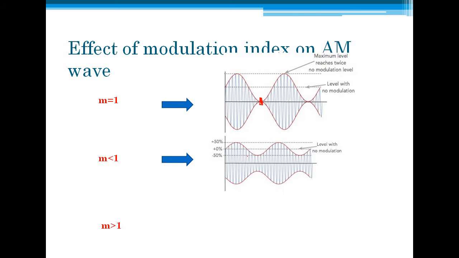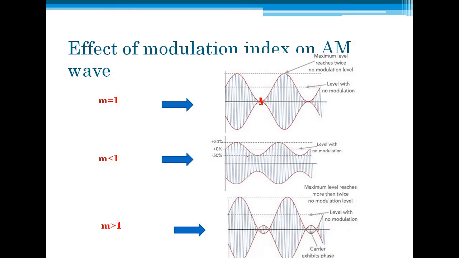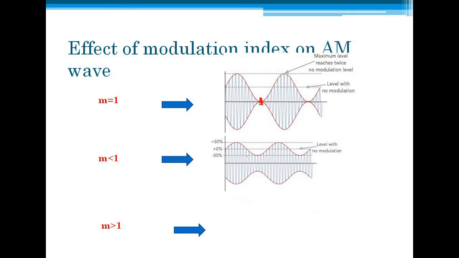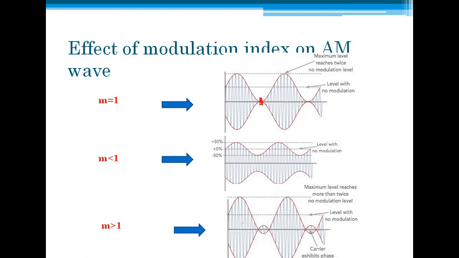And next, if my modulation index is greater than 1, this condition is called an overlapping condition or over modulation. If this happens, you will observe the envelope overlap. So there is an overlap of envelope. This condition is called an over modulation condition, in which the carrier exhibits phase reversal. So there is a change in phase in over modulation condition. So these three are the conditions of AM wave.